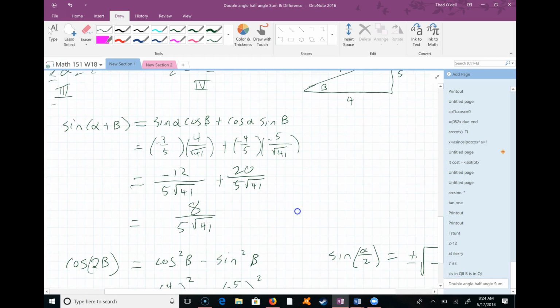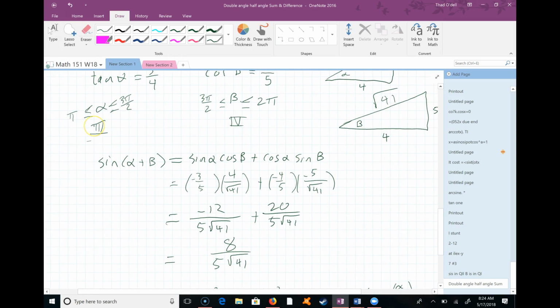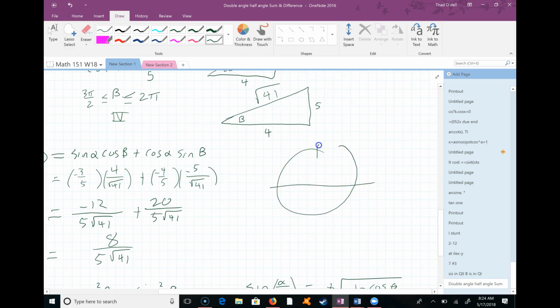Where is alpha? Alpha is in the 3rd quadrant, but we're taking half of alpha. So if you think about something that's in the 3rd quadrant, in here, if I take half of it, that's going to put it in the 2nd quadrant, because half of pi is pi over 2, and half of 3 pi over 2 is 3 pi over 4, which would be right here. So if you take half of this black section, you end up in the purple section, if that makes sense.